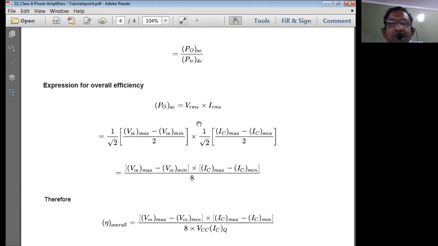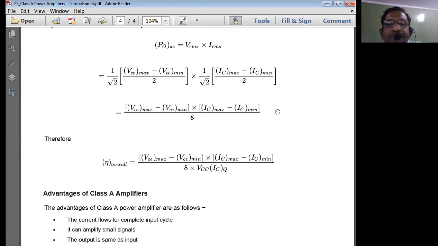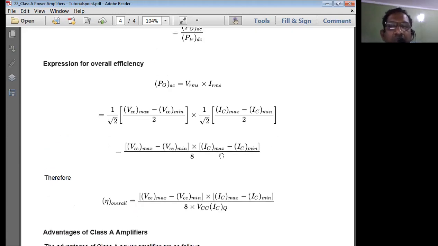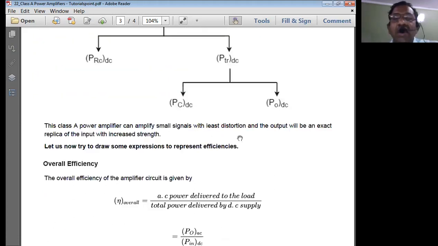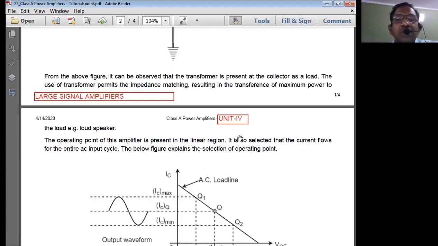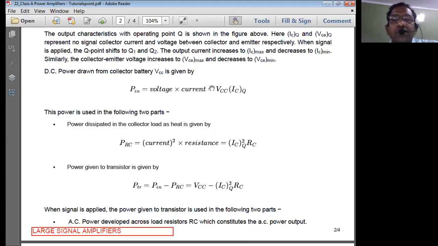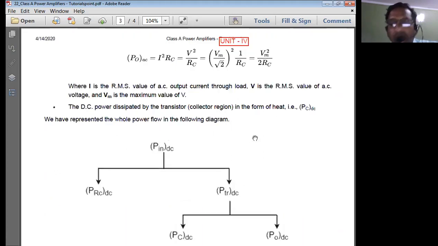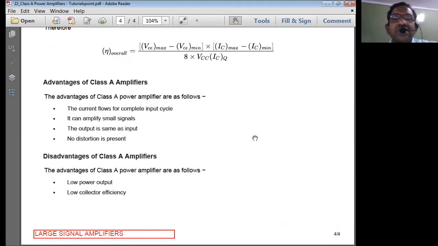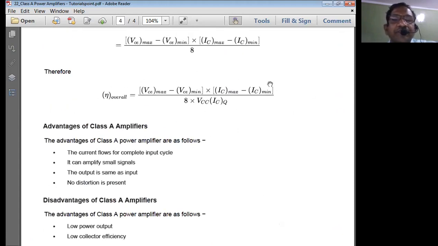Therefore, I can write VM as VCE max minus VCE min by 2, and 1 by root 2 will be there as it is. Same thing for the current: IC max minus IC min by 2. When you simply do that, we get this equation. And what about the input power? The total input power is equal to VCC into ICQ. So this is the formula for the overall efficiency.